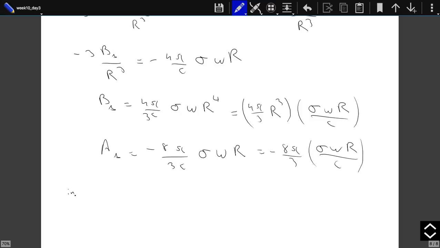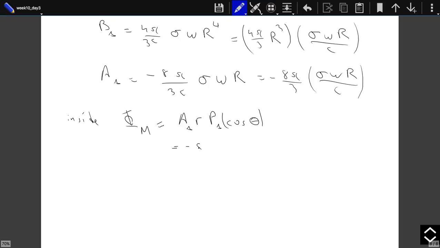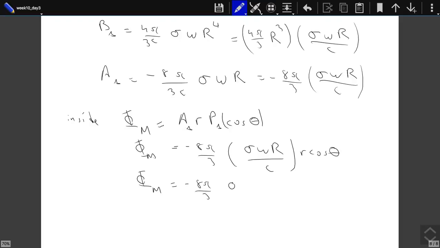So now we have, inside, phi m is equal to, remember, A1 R times P1 cosine theta. All the other terms vanish. So this is equal to minus 8 pi over 3 sigma omega R over C times R cosine theta, or phi m is equal to minus 8 pi over 3 sigma omega R over C times Z.